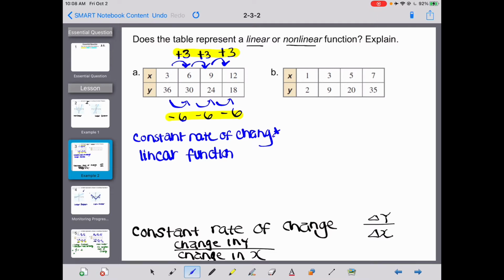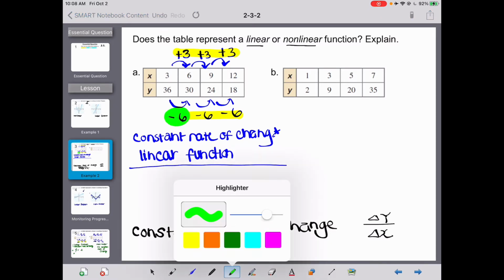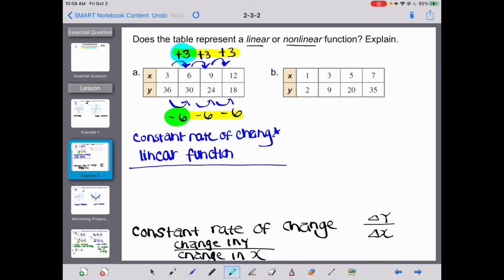Now, if I ask you what the constant rate of change is, what you do is you divide the change in the y's by the change in the x's. And if I did that, I know the symbol looks a little crazy, but it's really just dividing -6 by 3, which is equal to -2. That's the rate of change, and it is constant throughout the whole table.